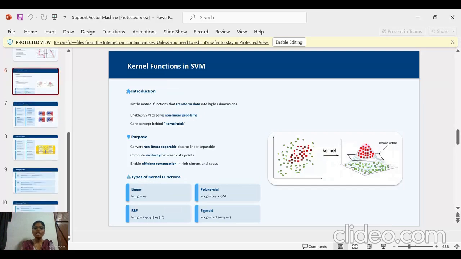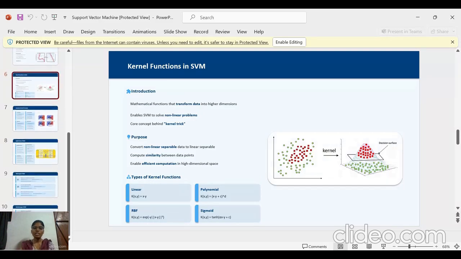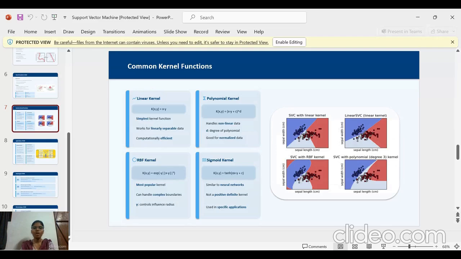A kernel function transforms low dimensional data into higher dimensional space. In this new space, the data becomes linearly separable. Common kernels include the polynomial kernel, radial basis function, and sigmoid kernel. This makes SVM highly flexible and capable of solving complex real-world problems.